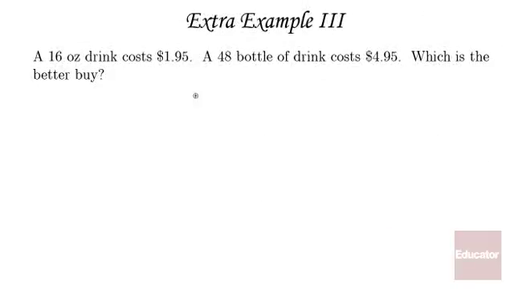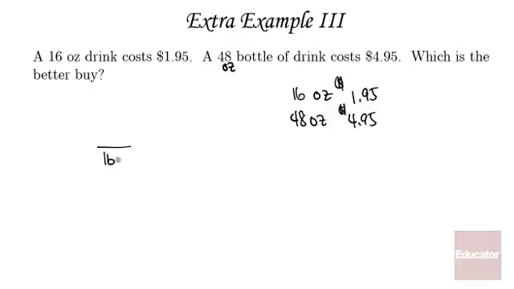A 16-ounce drink costs $1.95. A 48-ounce bottle of that same drink costs $4.95. Which is the better buy? Well, it may be difficult to tell straight off because although $1.95 is less than $4.95, you're also getting a much larger amount at 48 ounces. So let's make each amount into a unit rate so that we can compare ounce to ounce.